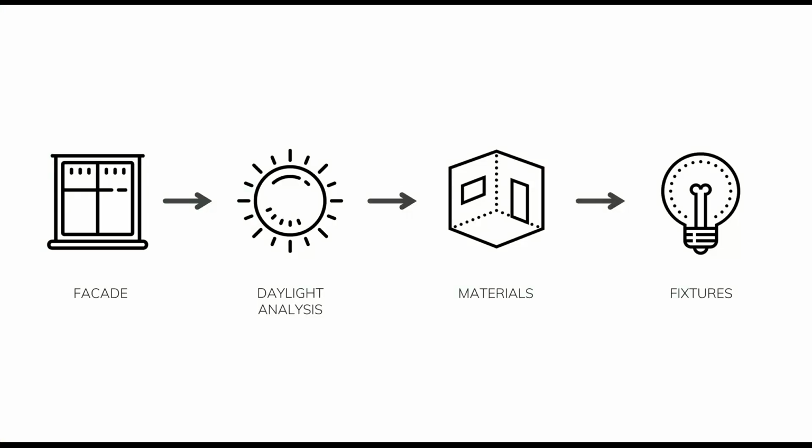So let's look at a more concrete example of what we're talking about here. One example that I really like to use is this flow of design decisions. So maybe we start at the facade. Maybe we change the size of our windows, or we change the material of the windows, whatever. We make an impact to the facade.